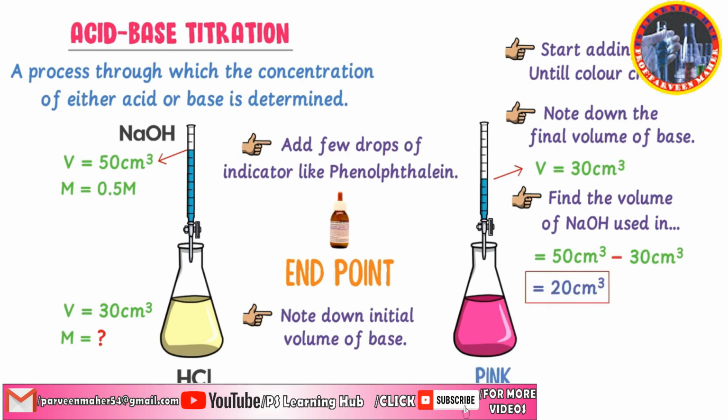Here, let me teach you one of my favorite questions which I often ask. What is meant by this 20 cm3? Can you guess the answer? Well, this 20 cm3 means that 20 cm3 of sodium hydroxide solution reacts with 30 cm3 of HCl solution to neutralize it completely. Thus, note down this important point.